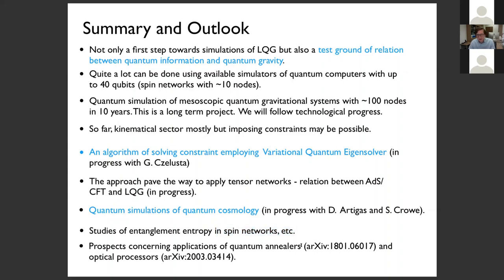I didn't mention that, but in my first slide, I showed the D-Wave quantum computer, which is not a universal quantum computer, but a quantum annealer. And there are prospects concerning the application of annealers. I wrote the first paper in this direction in early 2018. There has also recently been a very nice paper concerning optical circuits, optical processors, to simulate spin network states. There are quite a lot of advantages for optical quantum processors, and maybe eventually the optical ones will be the way to simulate the spin network state.